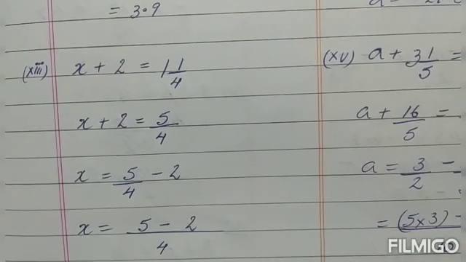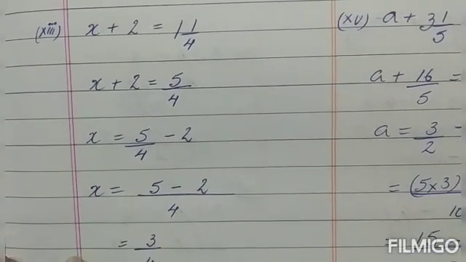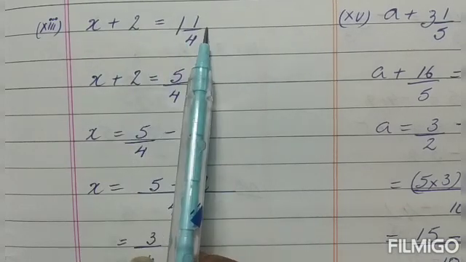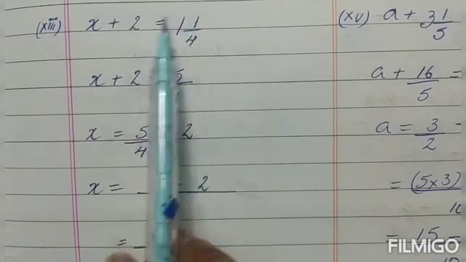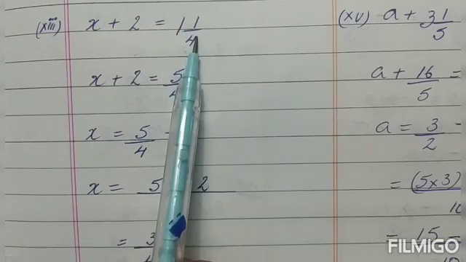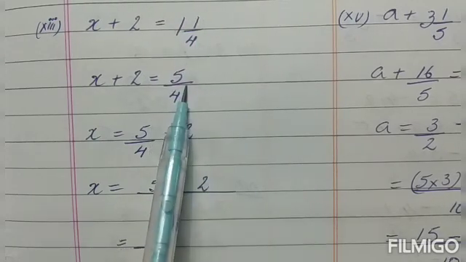Let's see the 13th question, children, where there are mixed fractions. x plus 2 is equal to 1 whole 1 upon 4. Now the first step is to change this mixed fraction to an improper fraction. So 4 ones are 4 plus 1, 5 upon 4.